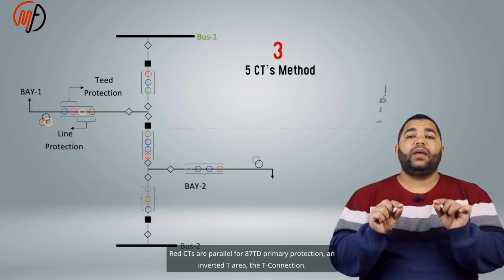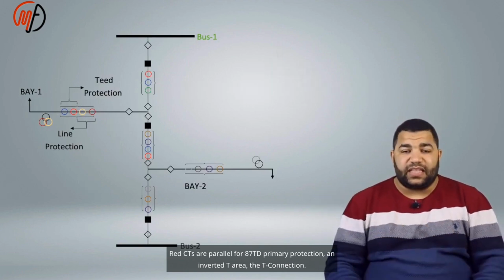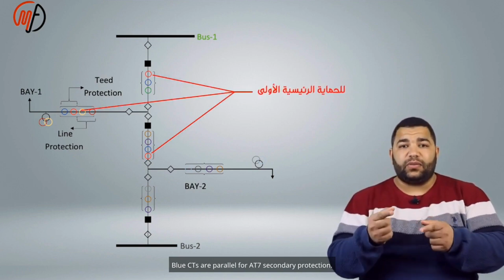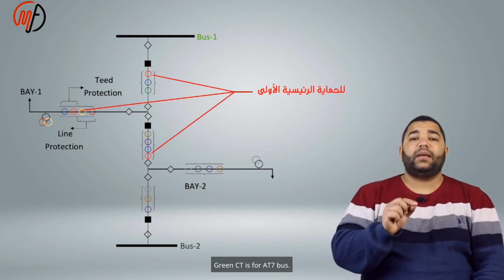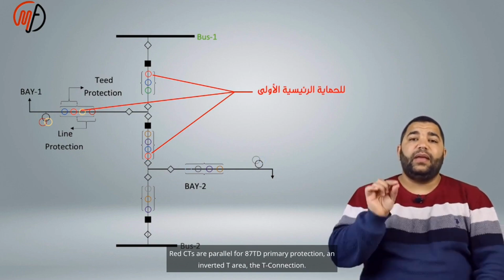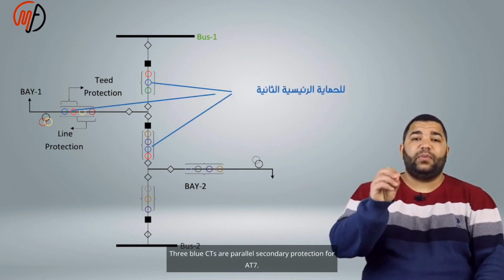Red CTs are parallel for 87 TD primary protection, an inverted T area, the T connection. Blue CTs are parallel for 87 secondary protection. Green CT is for 87 bus. Red CTs are parallel for 87 TD primary protection, an inverted T area, the T connection. 3 blue CTs are parallel secondary protection for 87.